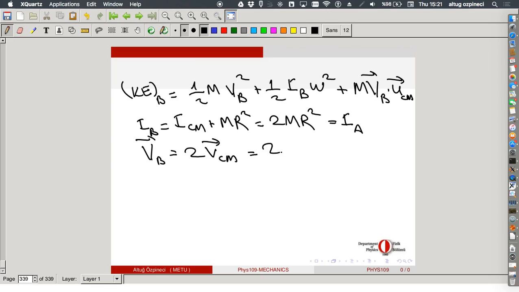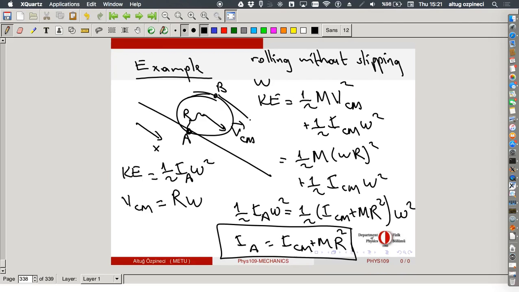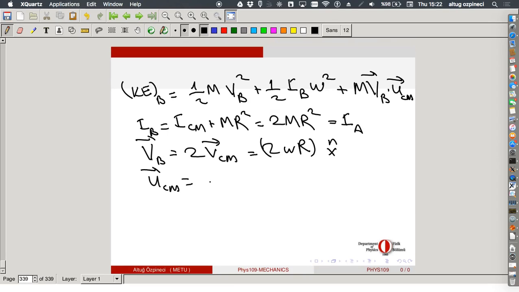So this will be equal to twice omega r in the x direction. U center of mass is the velocity of the center of mass relative to our rotation axis. You see this point is moving in this direction with 2 v center of mass. So the velocity of the center of mass relative to that point, our rotation axis, is minus v center of mass, minus omega r in the x-hat direction.